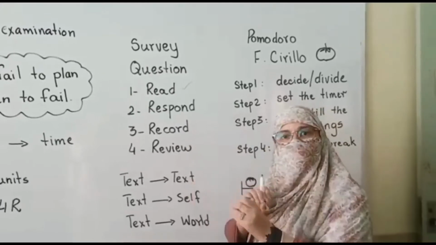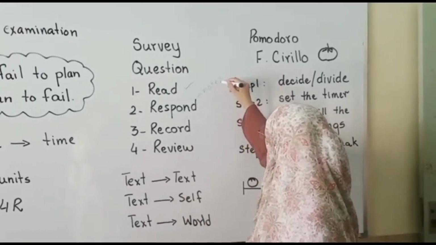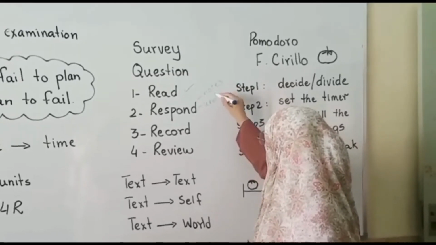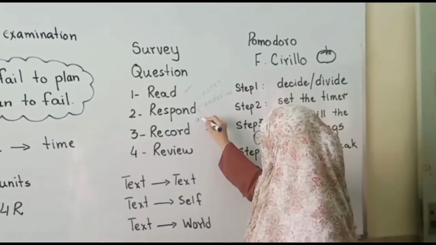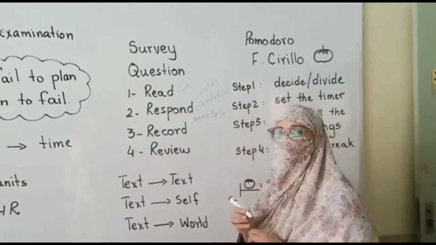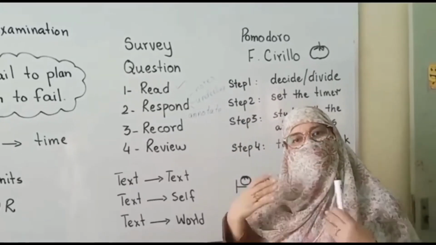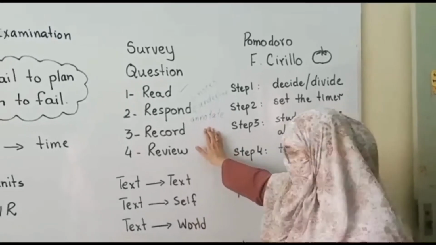Then how will you respond? How will you interact with the text? You're going to take notes. You will underline key points. And you're going to annotate. Now, what is annotation? Annotation means that you're going to write your comments, your responses to the text that you're reading. Now, what will that annotation have?